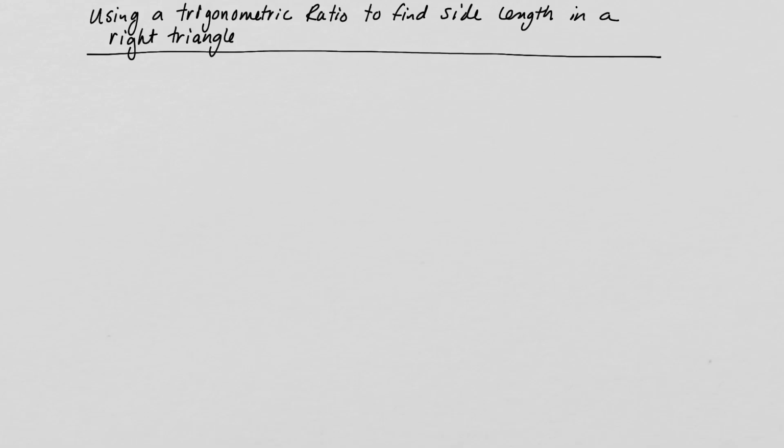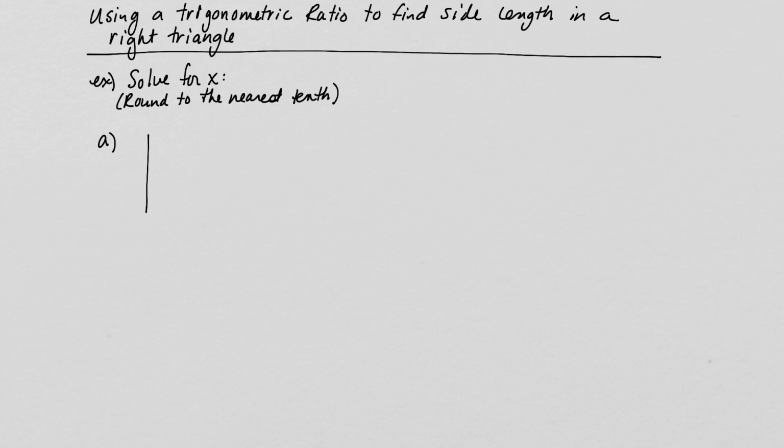So in this video, we are going to use what we know about trig to find some missing values in a right triangle. So for example, solve for x. And I guess we should say round to the nearest tenth.